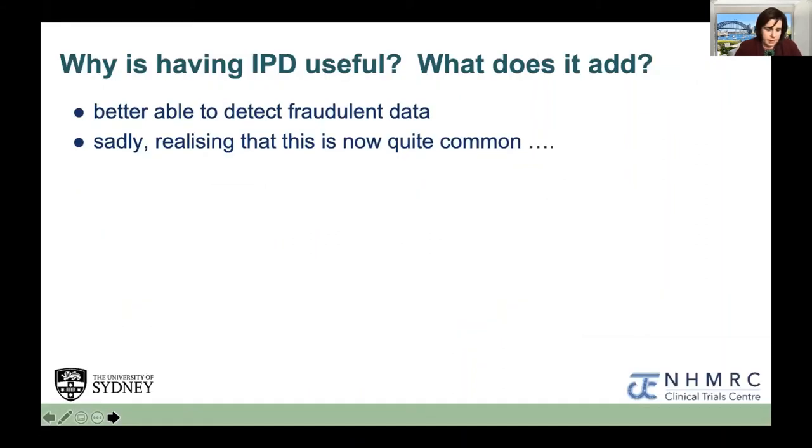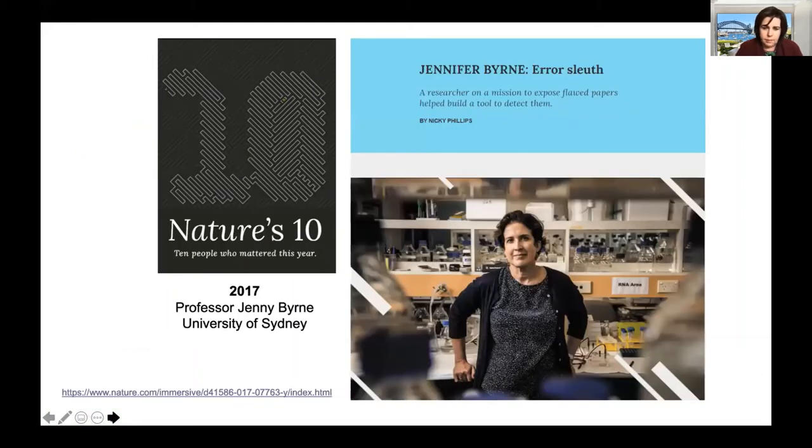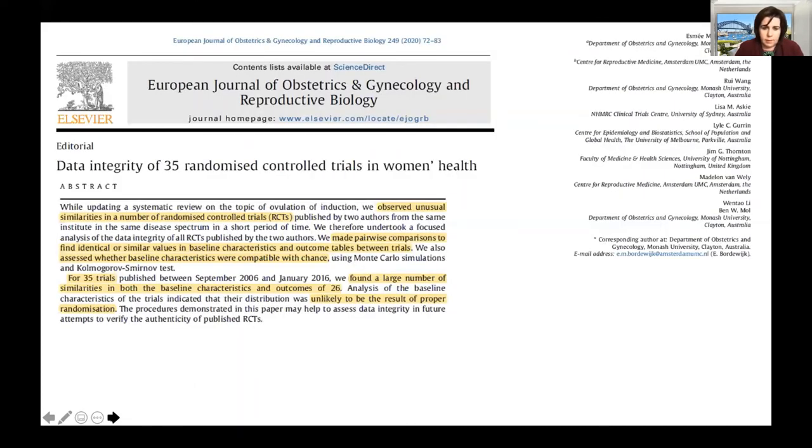What else can it do? Sadly, we are realizing that fraudulent data is now becoming a problem. Jennifer Byrne, a couple of years ago, my colleague at Sydney Uni, was listed in Nature's top 10 of people who mattered in the world that year in terms of using some software to detect systematic errors and sometimes fraud in genomics data. We've done some work recently with Ben Mol and others at Monash and in the Netherlands, looking at ways of assessing data from clinical trials to see whether they were unlikely to be real. This was published in the European Journal.